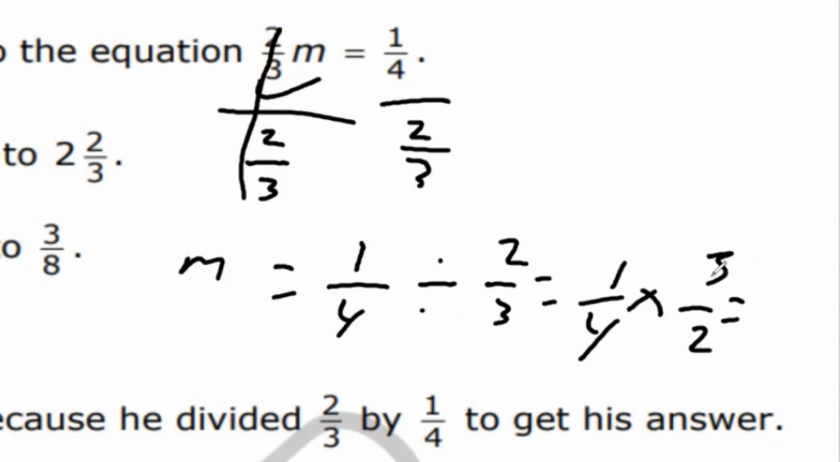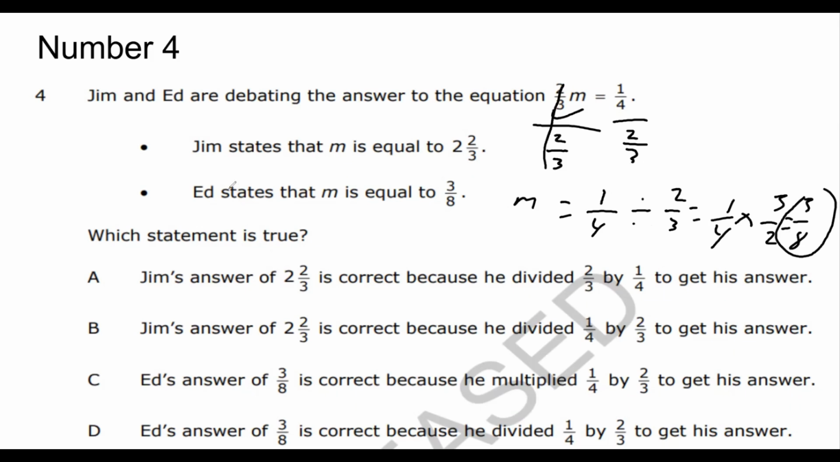All right, and then I multiply. 3 times 1 is 3. 2 times 4 is 8. So I know the answer is 3/8. So Ed says it's equal to 3/8. So he's right. Jim says 2 2/3. That's not right. And so I need to find where Ed says it's 3/8. So that's C or D. So it's not A or B.